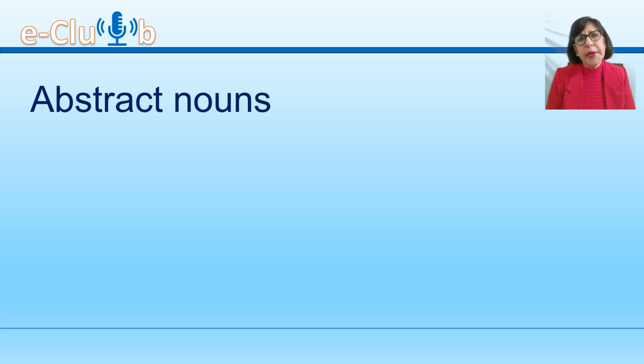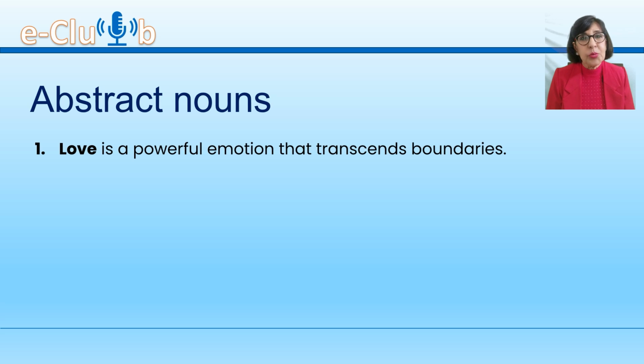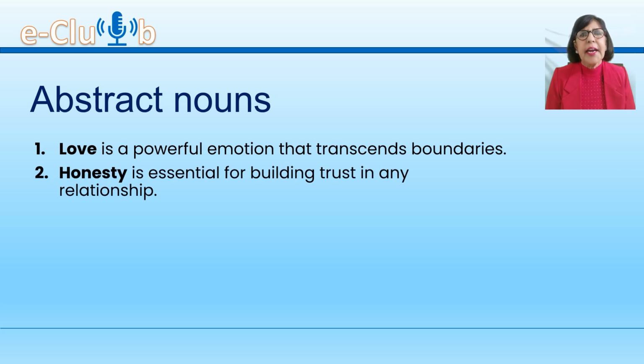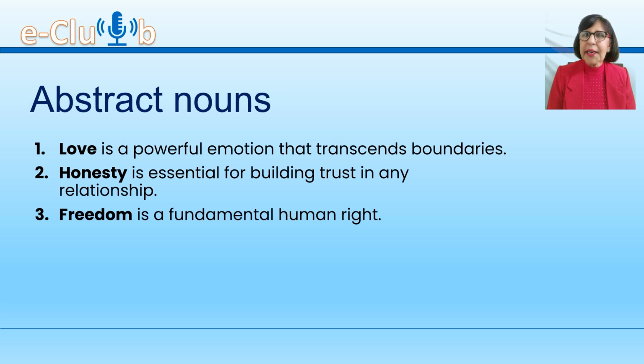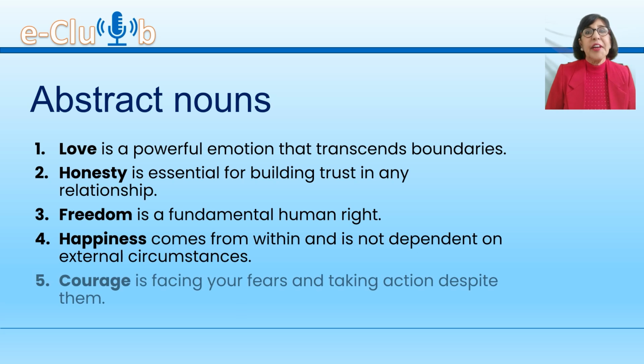Well, let's look at a few examples. Love is a powerful emotion that transcends boundaries. Honesty is essential for building trust in any relationship. Freedom is a fundamental human right. Happiness comes from within and is not dependent on external factors. Courage is facing your fears and taking action despite them.